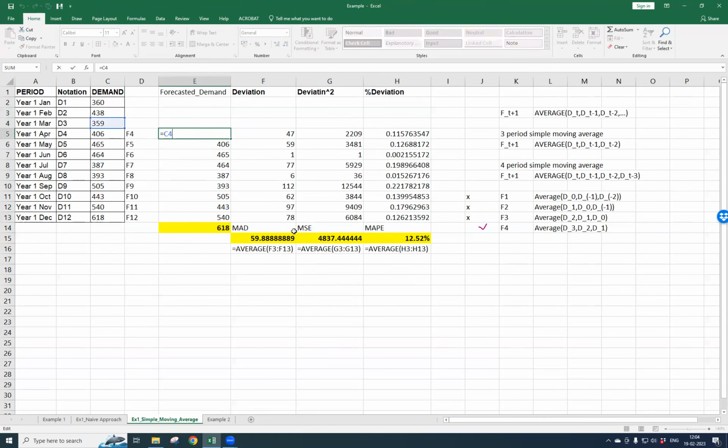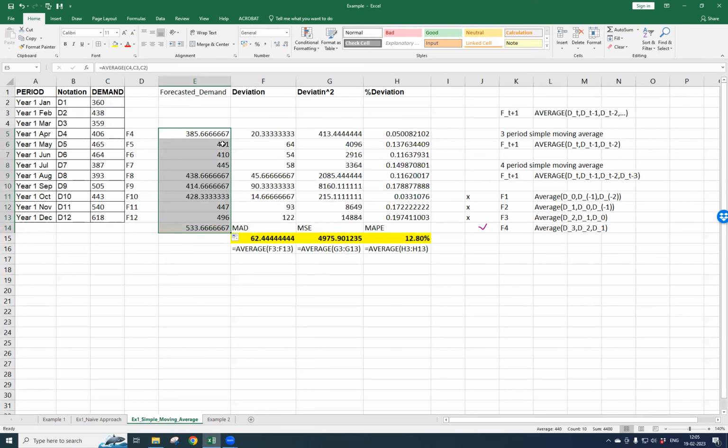Now, how do I calculate F4? If you look at it, it is the average of the previous 3 values, that is D3, D2, and D1. So I take an average of that. This is a simple moving average. Just take an average of that and then simply drag this. Why? Because when I drag this, it is taking C5, C4, and C3, which is nothing but demand of the 4th period, demand of the 3rd period, and demand of the 2nd period. That is what we are getting over here, and so on.